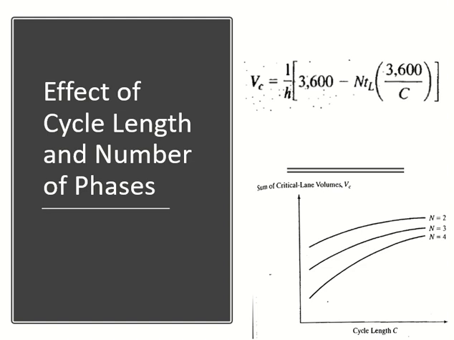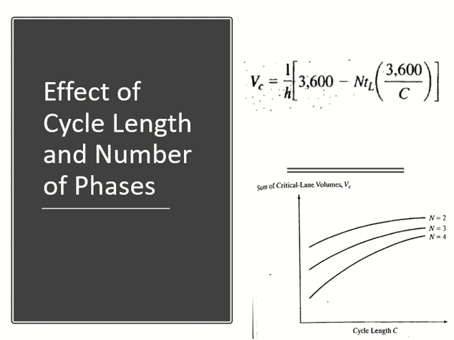Now look at the equation. This is for maximum volume for an intersection. Look at the equation and tell me, N is number of phases, right? So what will happen to VC if I increase the number of phases? If I increase N, what will happen to VC? Decrease, right? Because N is subtracting. So VC will decrease. So increasing the number of phases will decrease the maximum volume. Why? Because each phase has lost time. When you increase the number of phases, you are increasing lost time. You increase lost time, you will have less volume, right?